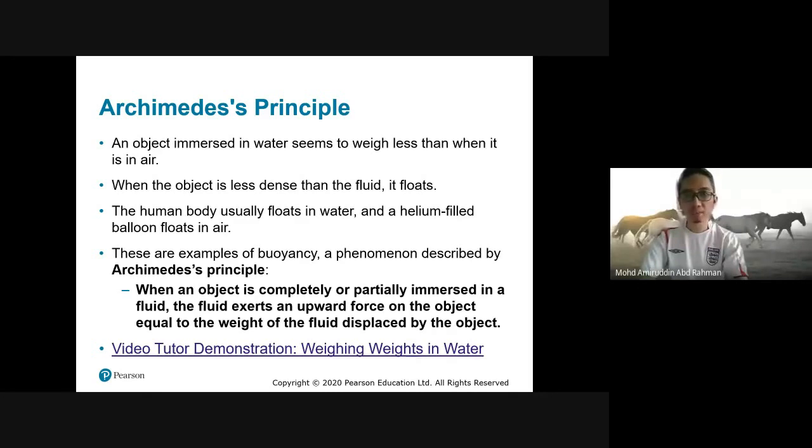So these are the examples of buoyancy. This is described by Archimedes' principle. When an object is completely or partially immersed in a fluid, the fluid exerts an upward force on the object equal to the weight of the fluid displaced by the object. Let's watch a video over here.